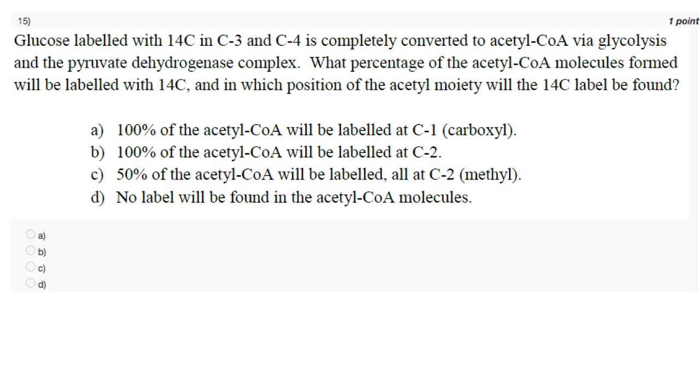Next question we have: glucose labeled with 14C in C3 and C4 is completely converted to acetyl coenzyme A by glycolysis and the pyruvate dehydrogenase complex. What percentage of acetyl coenzyme A molecules formed will be labeled with 14C? In which position of the acetyl moiety will the 14C label be found?